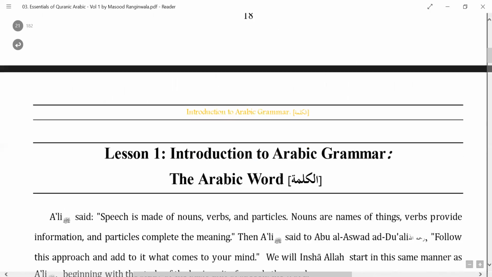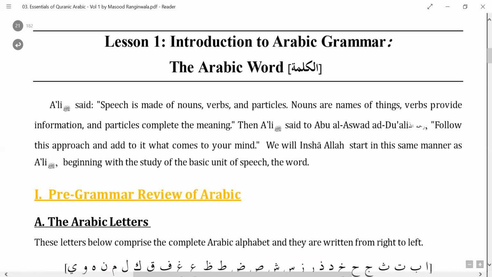So let's begin lesson 1. Introduction to Arabic grammar. Arabic word. A word in Arabic is called kalima. Now, whatever we say, whatever we speak, it is called speech. The sound that comes out of our mouth, of our tongues, not only our throat, because animals also make sound, but they make it from the throat. That is not speech. That's not language. What? Sorry, that can be language, but it's not speech. Language means any communication, but speech is what we speak, the one which comes out of our tongues.